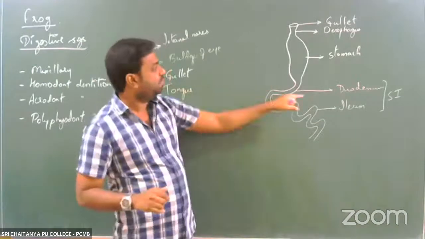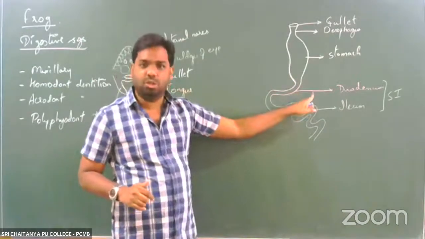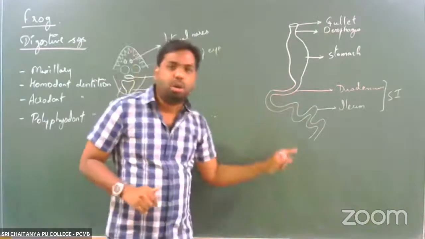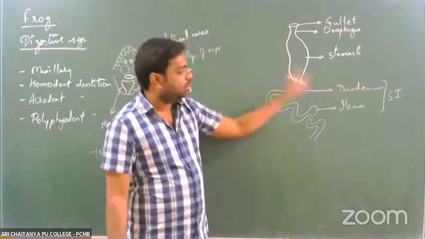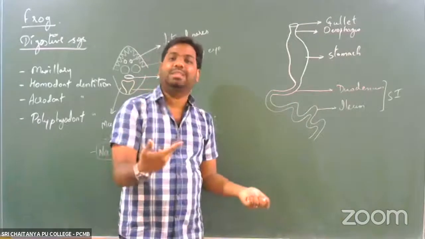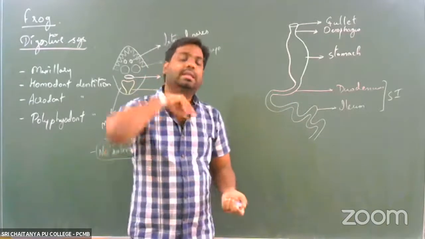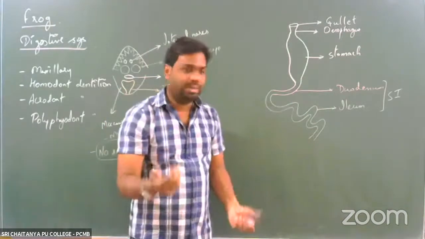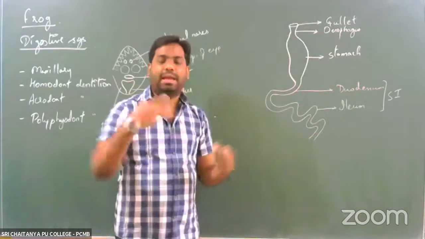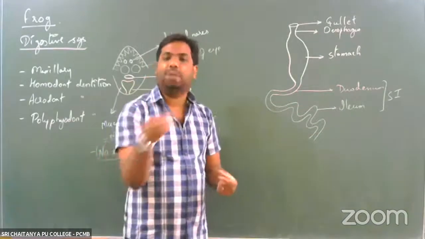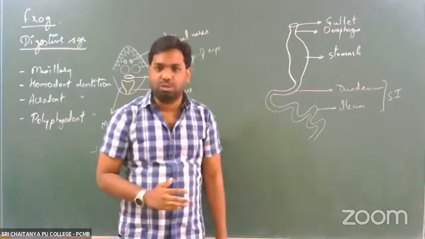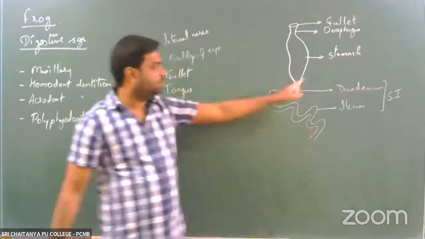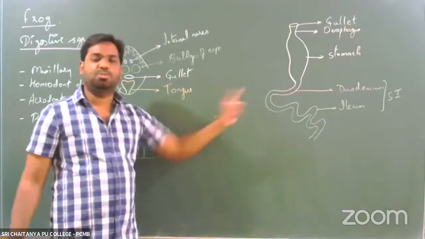Complete digestion takes place in the duodenum, and absorption usually takes place in the ileum. In the duodenum, there are digestive glands which secrete the intestinal juices. In the ileum, there are villi and microvilli, which increase the surface area for absorption of the digested food. These two together constitute the small intestine.